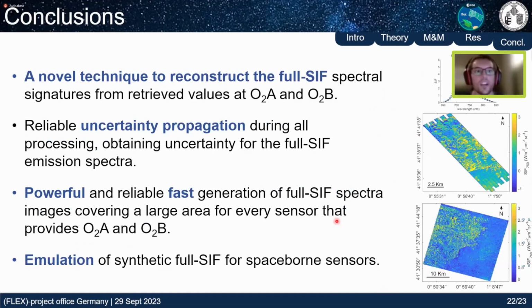So in conclusion, we have a novel technique to reconstruct the full SIF spectral signatures from the retrieved values at oxygen band A and B. We have reliable uncertainty propagation during all the processes to obtain the uncertainty for the full SIF emission spectra. And we have a powerful and reliable fast generation of full SIF spectra imaging, covering a large area for every sensor that provides oxygen band A and oxygen band B, and the emulation of the synthetic full SIF for spaceborne sensors.